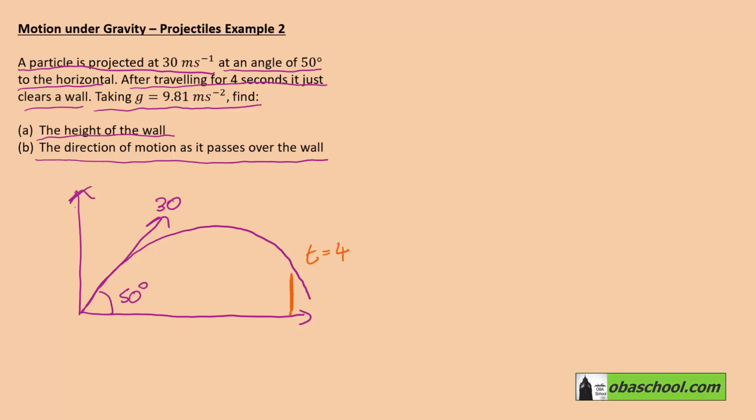Now there's certain things you have to do in these questions before you proceed, and resolving the components of the initial velocity is one of them. So in this direction we're going to have 30 cos 50, of course cos because it's the adjacent, and this one up here is going to be 30 sine 50.